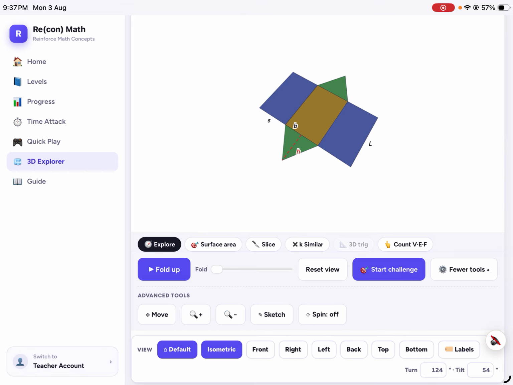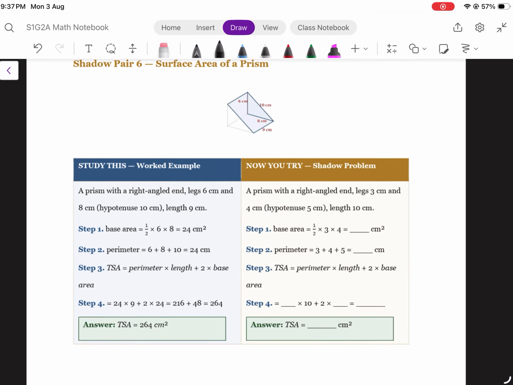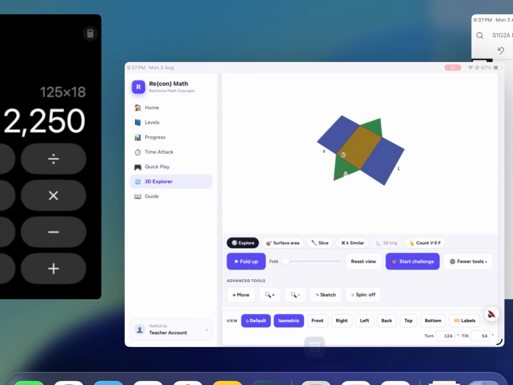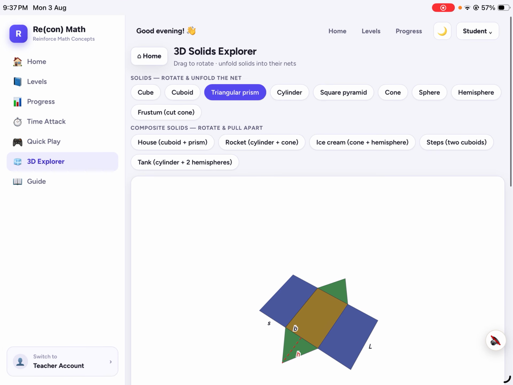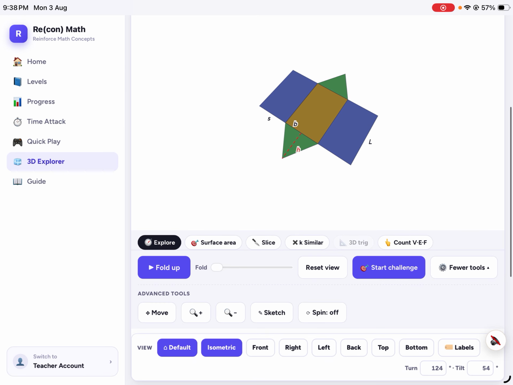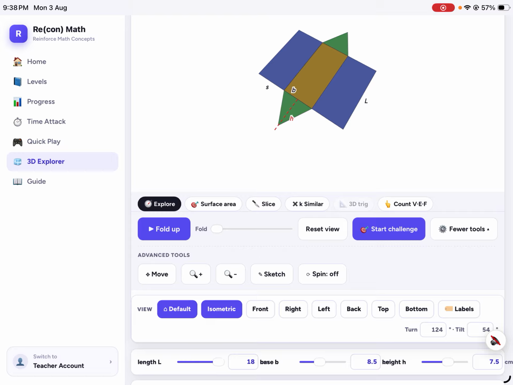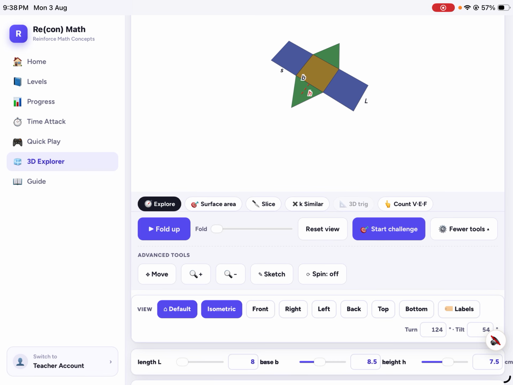Okay, so if we go back here, now this one is a bit different. This is a right angle triangle. So how will it open up? Let's see if our app has such a similar triangle. No, it does not. Let's see if we can play around with the base and height. I think we're almost getting it.